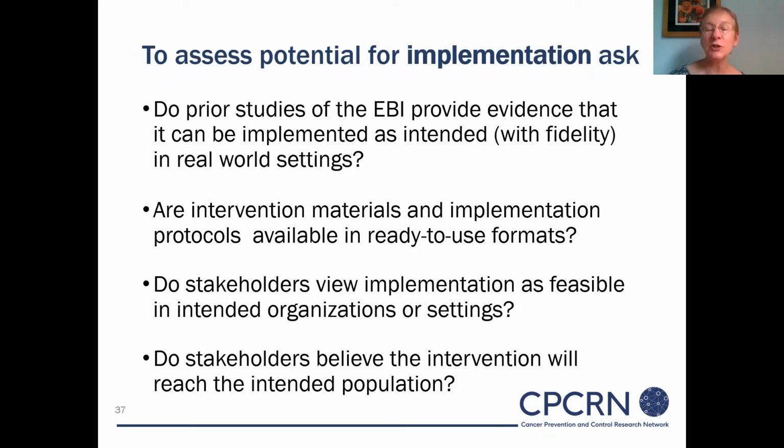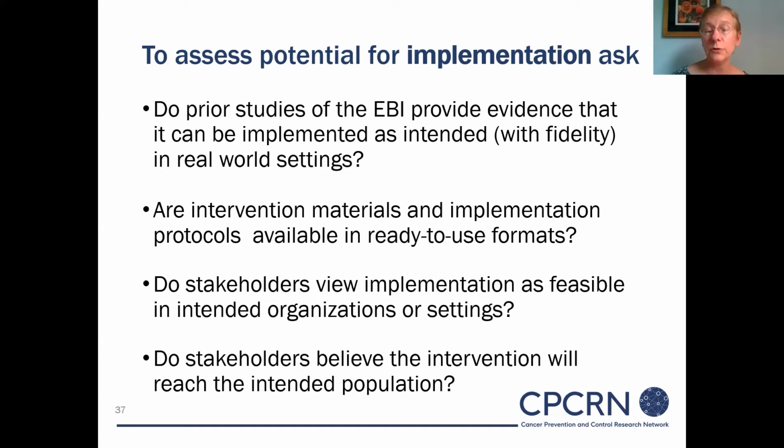So these are some of the questions you can ask yourself as you consider the potential for an EBI to be implemented into practice. Do prior studies of the EBI provide evidence that it can be implemented as intended? And I'll show you in a minute how the EBCCP website provides you data on that to answer that question. Are intervention materials and implementation protocols available in ready-to-use formats? That's a great thing if they are, and is very helpful. It doesn't necessarily mean you don't do the intervention if they're not available, but it's one consideration.